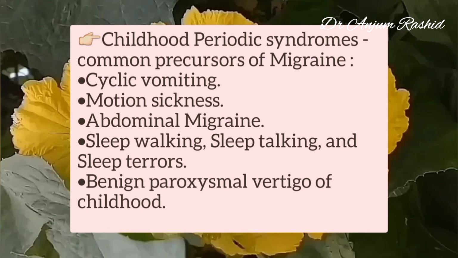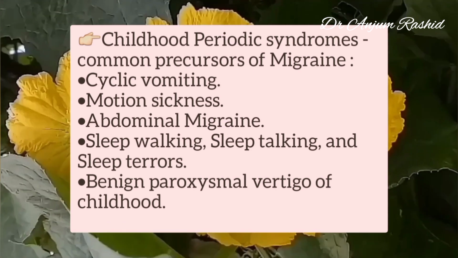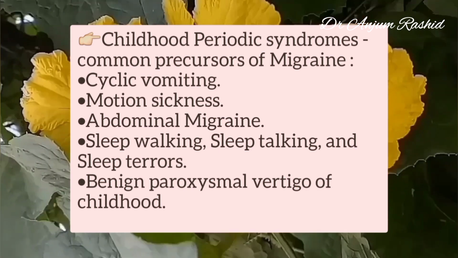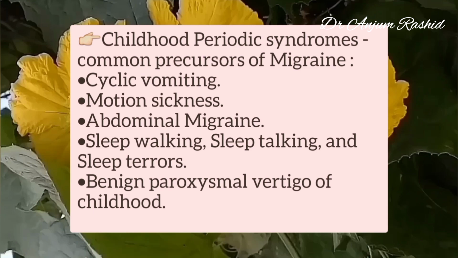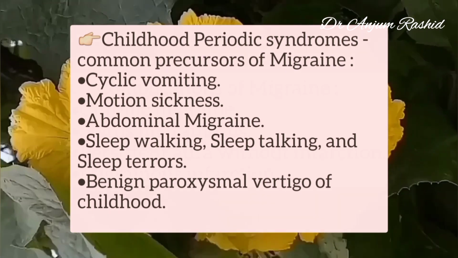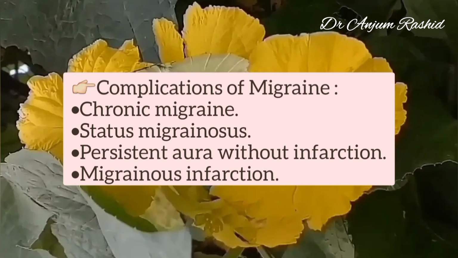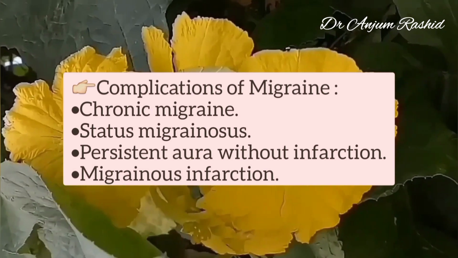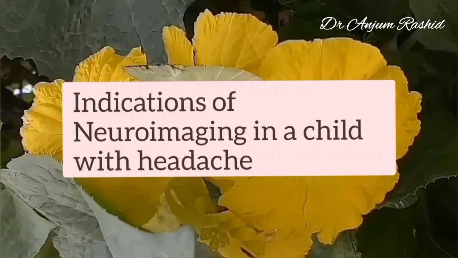Now, childhood periodic syndromes, which are common precursors of migraine headache. These include cyclic vomiting, motion sickness, abdominal migraine, sleepwalking, sleep talking, and sleep terrors, and benign paroxysmal vertigo of the childhood. Now, the complications of migraine headache. These include chronic migraine, status migrainosus, persistent aura without infarction, and migrainous infarction.